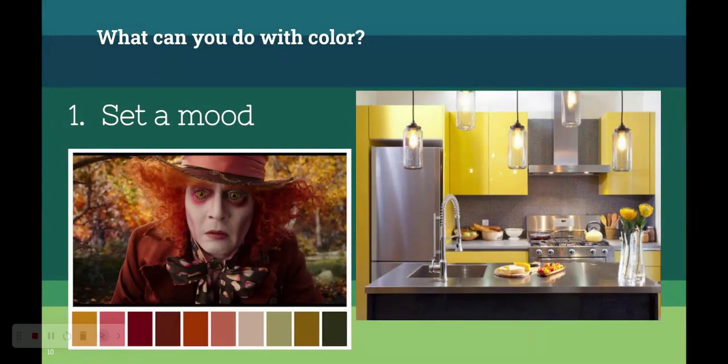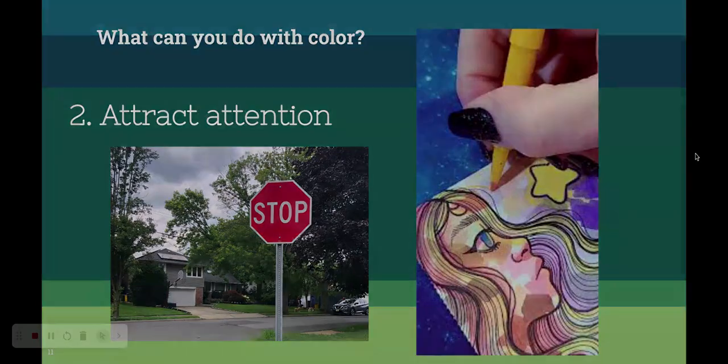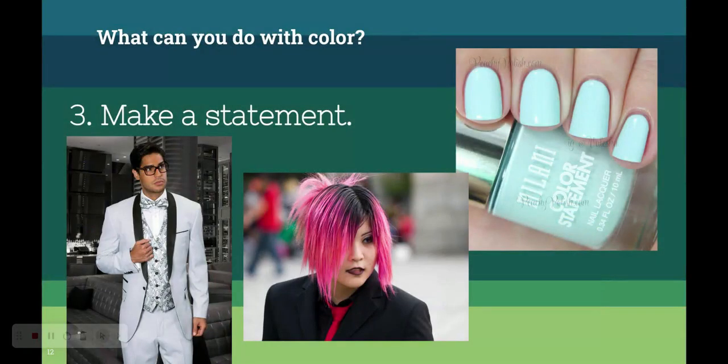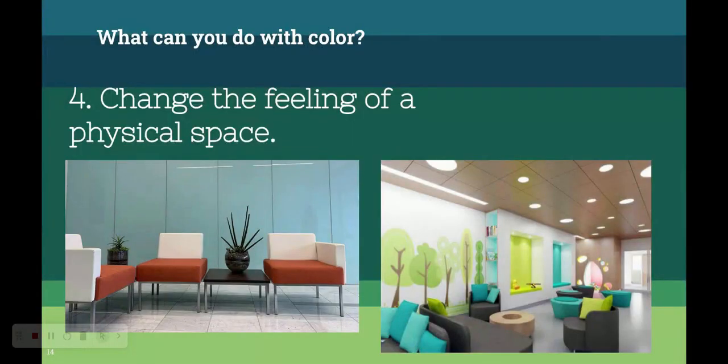So what can you do with color? You can set a mood. You can attract attention, which is why stop signs are red. If stop signs were not red, we may not see them as easily. Make a statement. And change the feeling of a physical space. Think about the interior of your bedroom. What colors do you use? What colors do you see? What colors do you see in a dentist's office or a doctor's office?